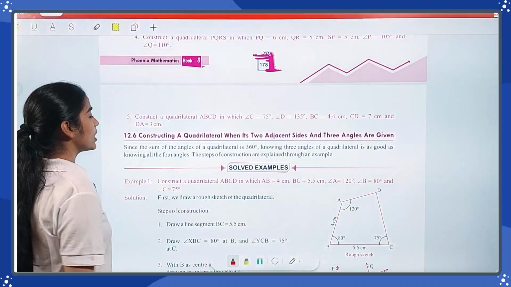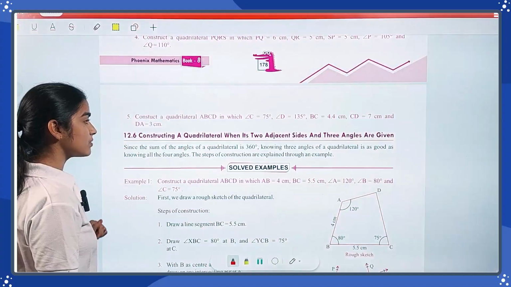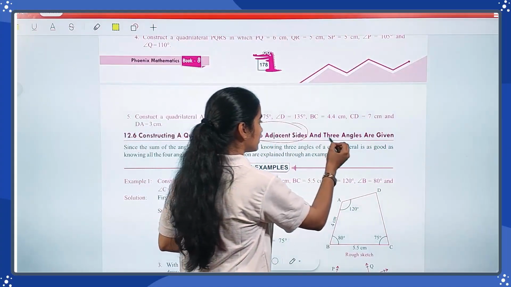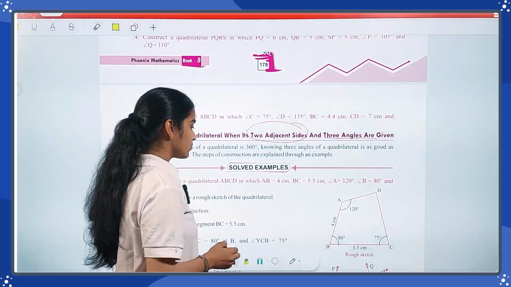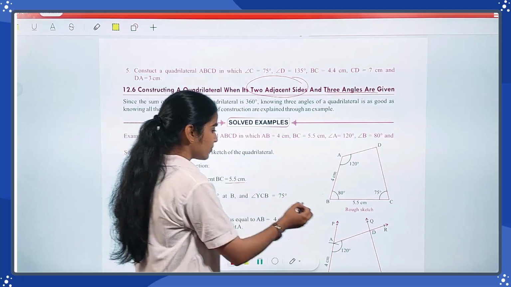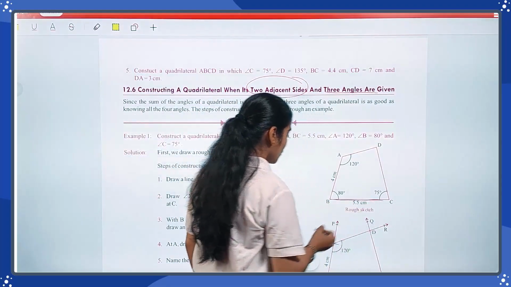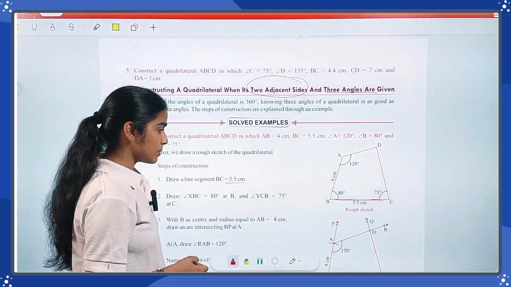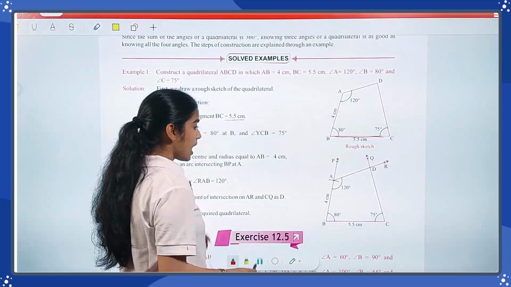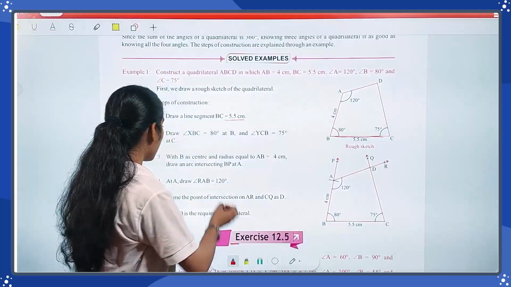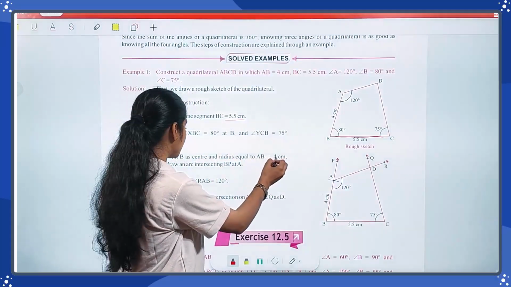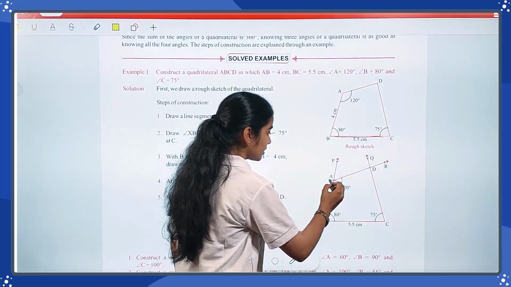Now construct a quadrilateral when its 2 adjacent sides and 3 angles are given. So now we have only 2 adjacent sides and 3 angles. So first what we do, first we make a line. So draw a line segment BC 5.5 centimeter. Now we have to make our 2 angles which are base angles 80 degree and 75 degree. After that, you have to take B as center at radius of AB 4 centimeter and mark an arc here.